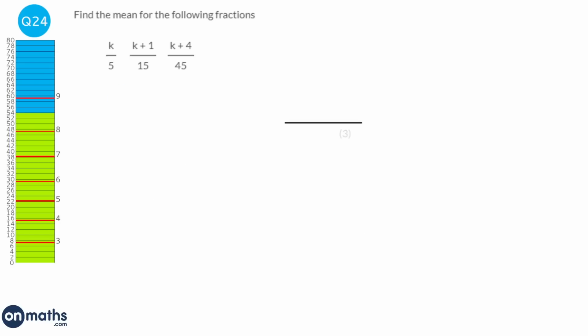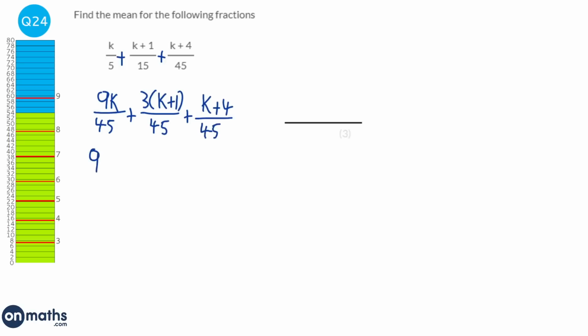So when we find the mean of something, we add the elements together and we divide them by the amount of elements. So here we've got 3 elements, so what we're going to do is add these together and then divide by 3. Now the problem is that the denominators are not the same, so we can't add them yet, but they're all factors of 45. So we're going to times top and bottom of the first one by 9. So we end up with 9k over 45. We're going to times top and bottom by 3, and so it would be 3 brackets k plus 1 over 45. And the last one is over 45, so we don't need to do anything for that.